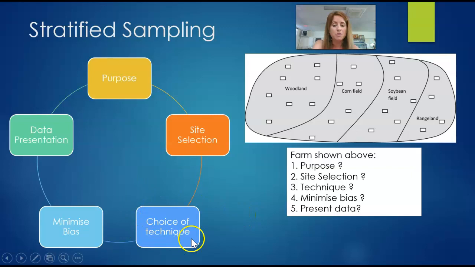And when you talk about the choice of technique, you should really spend some time thinking about: why did I not choose a transect? Why am I choosing a quadrat here? Or why am I choosing a belt transect rather than a transect? We talked about that in another video, but really think about your choice of technique. Are you using simple random sampling, or stratified sampling, or systematic sampling? And are you using a transect or quadrats? And then why is that? And why are you not using the other one?